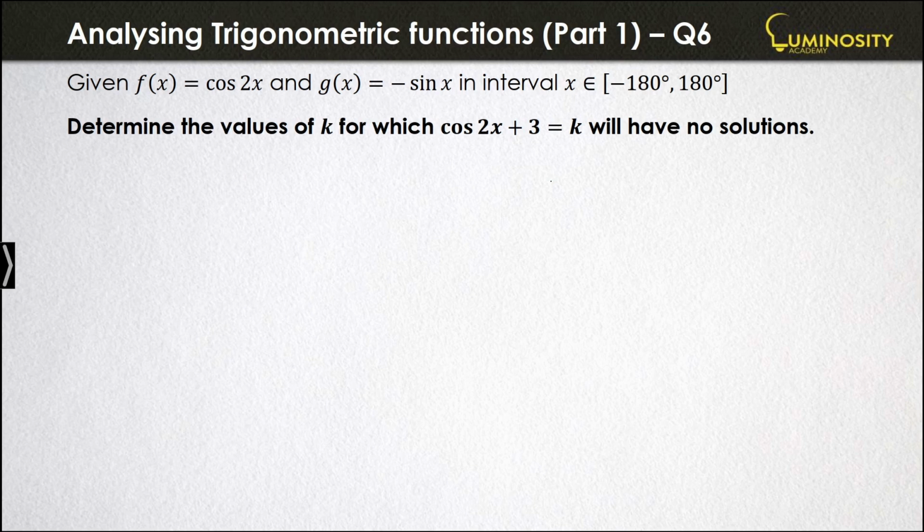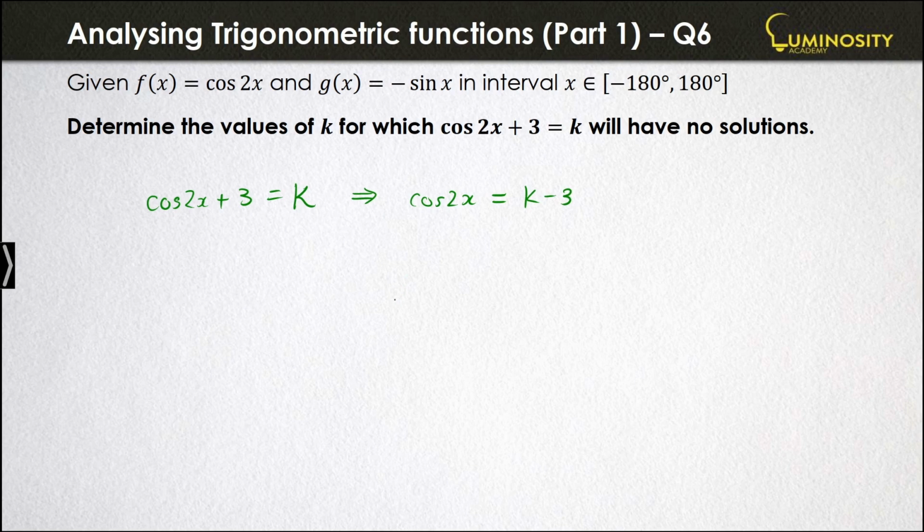And then lastly, determine the values for which cos 2x plus 3 equals k will have no solutions. So we have cos 2x plus 3 equals k. So there's a geometrical way we can do this and an algebraic way. So the algebraic way, I'll start off like this. I'm going to just get cos on itself. I just want the trig ratio by itself. So I subtract 3 on both sides.